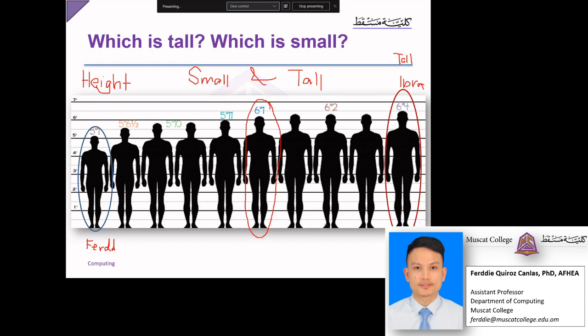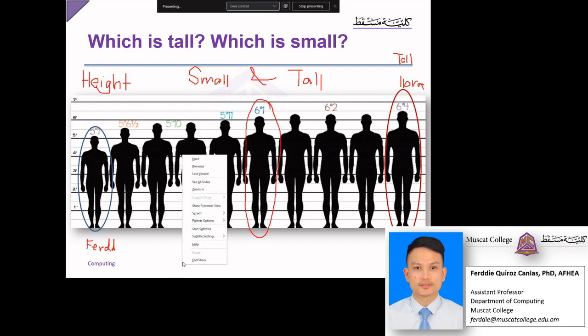Tall. Small. Because if you say it is tall, Ibrahim is tall, right? So you cannot say this guy, Tarek, is tall. If I say it's small, it's not fair that we have to call this guy small, right? Because this is obviously very small. So there is now a confusion, correct?